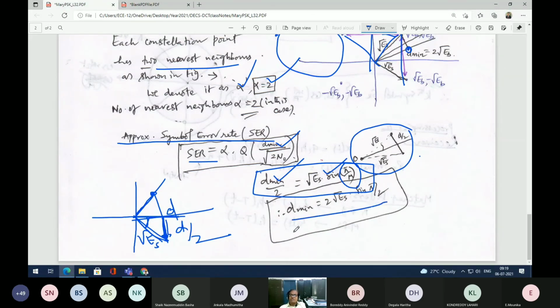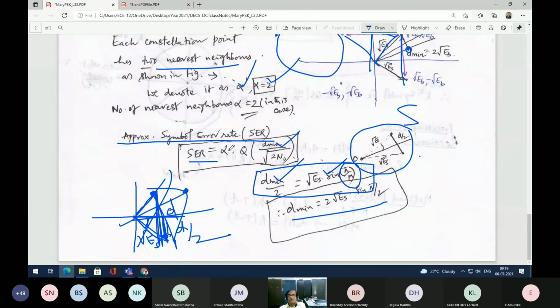So therefore, from this, find out the equal distance between these two. Okay. And bisect it, you will get D by 2. Or you can find out any test point, from this and from this. You draw this and then bisect it. You will get D minimum by 2. And this is going to be root over ES sin pi by m. Substitute here in this, and you are going to get the SER. Finally, SER is equal to, we substitute this value.